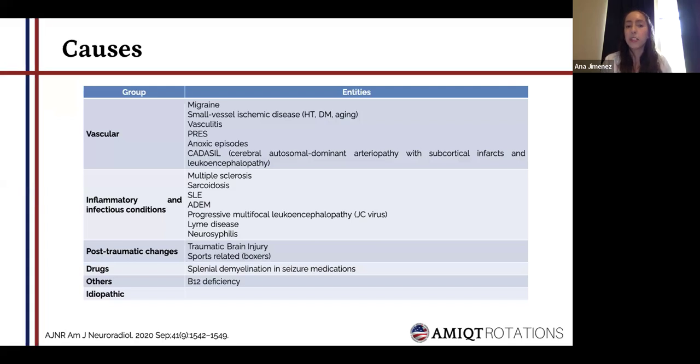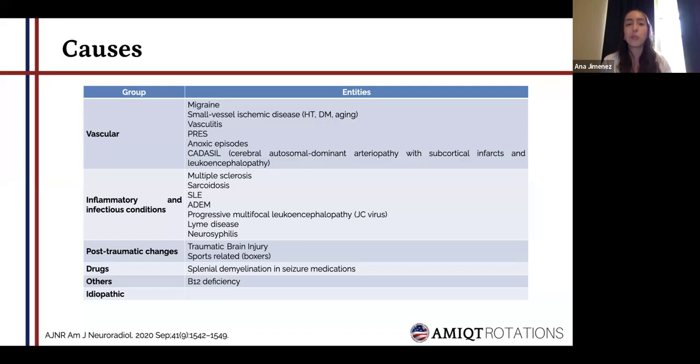There are multiple causes that can produce white matter changes. One of the main groups are the vascular causes, mainly migraine, specifically migraine with aura, and small vessel ischemic disease that can be associated with hypertension, diabetes, or just aging. In the inflammatory and infectious conditions group, we have multiple sclerosis, we have lupus, neurosyphilis, and Lyme disease.